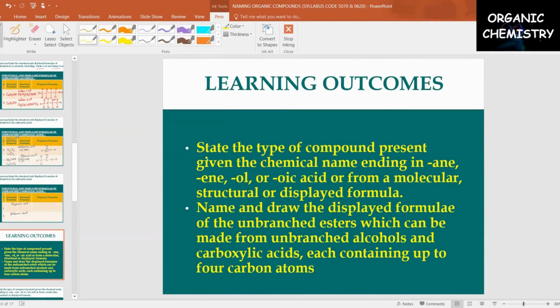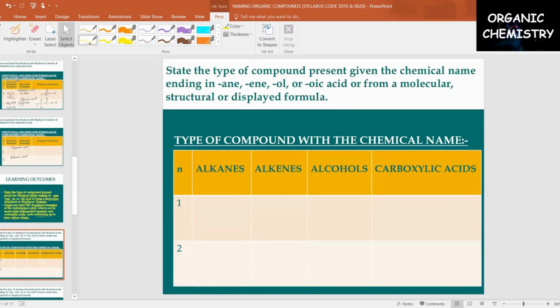Now, the learning outcomes say: state the type of compound present given the chemical name ending in ane, ene, ol, or oic acid, or from a molecular, structural, or displayed formula. Name and draw the displayed formula of the unbranched esters, which can be made from unbranched alcohols and carboxylic acids, each containing up to 4 carbon atoms.